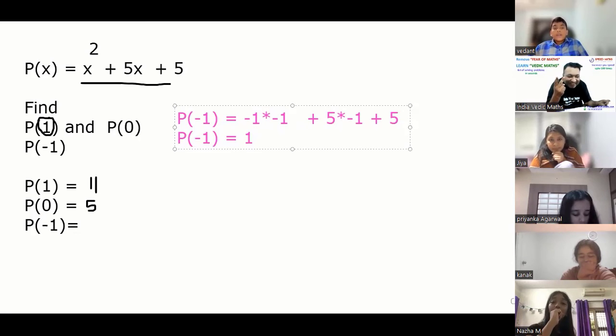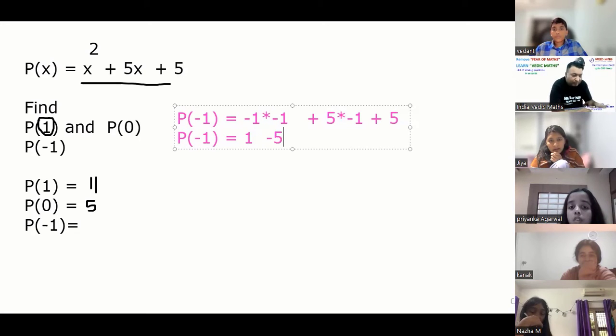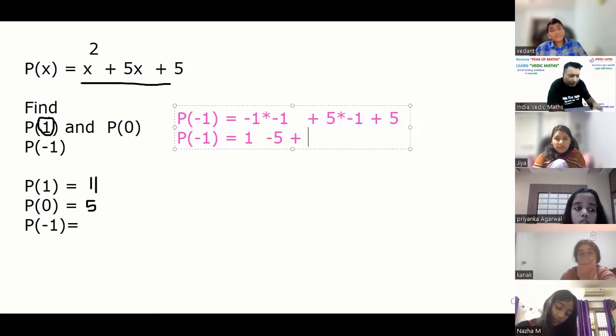Remember? So that is that. How much is 5 times -1? Negative 5? 5 times 1 is 5, but 5 times -1 is -5 because one negative is there. And lastly, what is remaining? +5. So this is the second step.